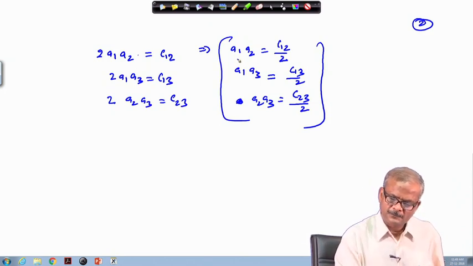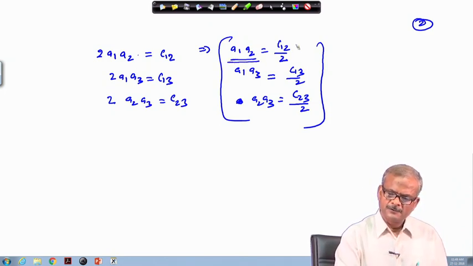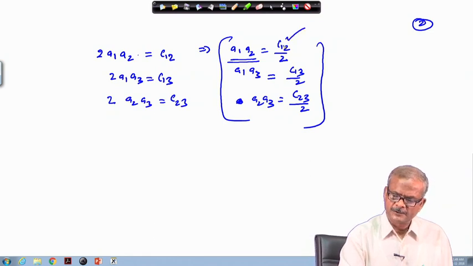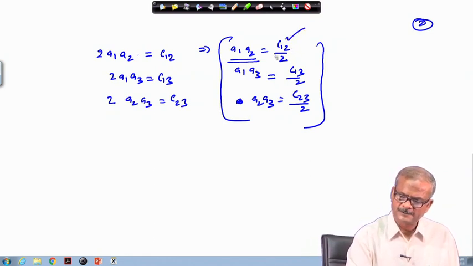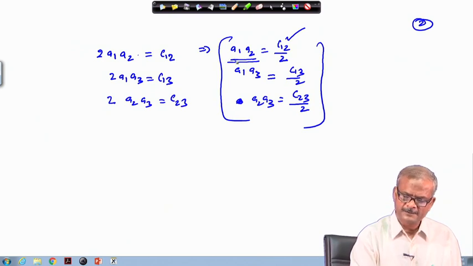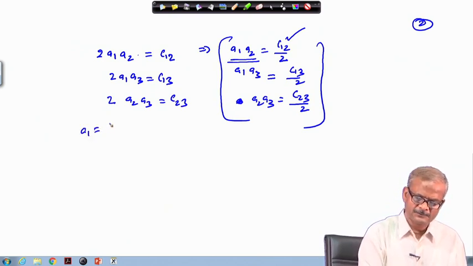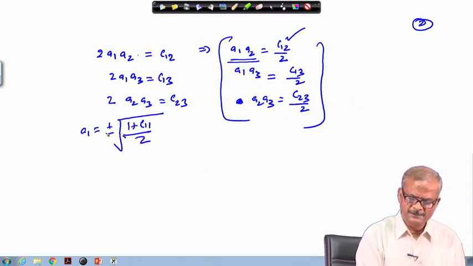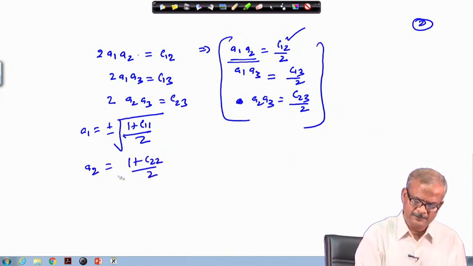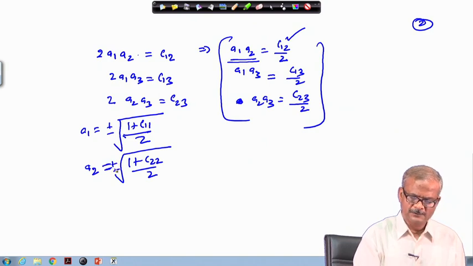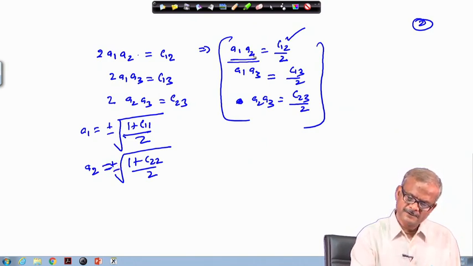Now the C matrix is given, so this right hand side is fixed. On the left hand side, previously we got A1 equals plus or minus the square root of (1 plus C11) divided by 2, so this ambiguity is there, and A2 likewise is the square root of (1 plus C22) divided by 2 with a plus or minus sign. However, if you look into this multiplication, whatever the sign of C12 is, suppose this is 1 or minus 5 or whatever, accordingly A1 and A2 must be chosen.